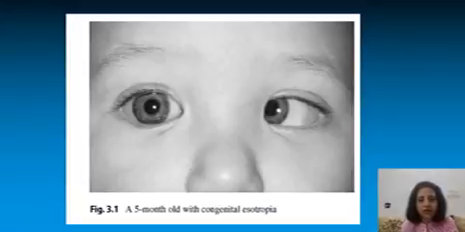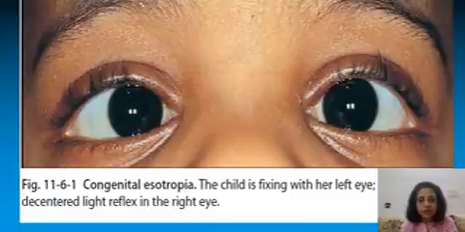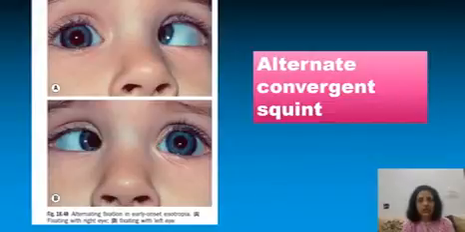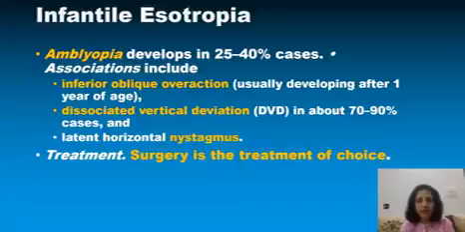This is a photograph of a 5-month-old with congenital esotropia. This again is a photograph of a child taking fixation with the left eye, and the right eye is showing convergent squint. So this is the alternate convergent squint. When the right eye is fixing, the left converges, and when the left is fixing, the right eye converges.